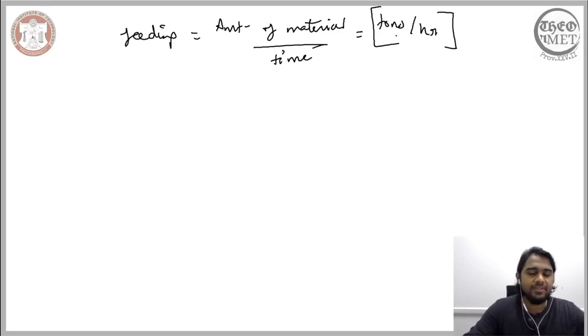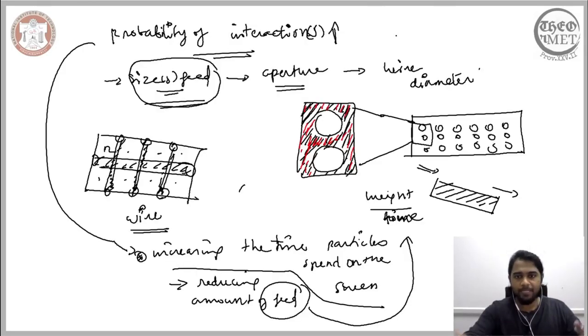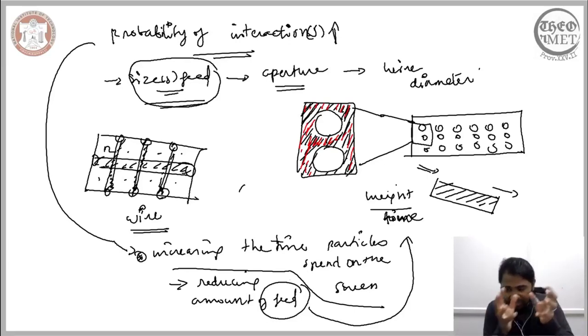Now when we say we are reducing the amount of feed, what we are doing is periodically feeding a specific amount of material for a specific amount of time. We are continually doing it. However, the amount of material that you provide is reduced.